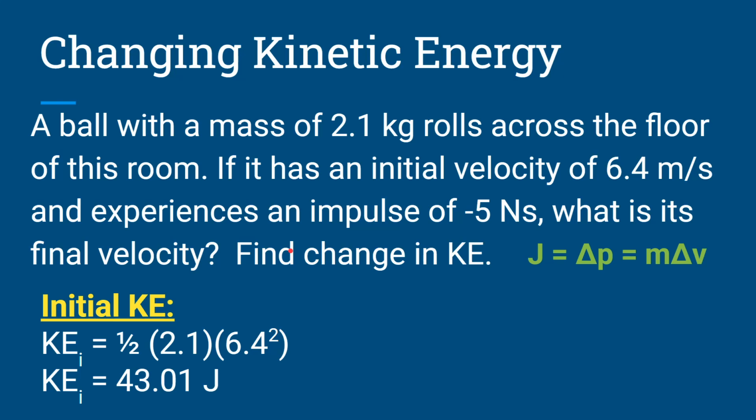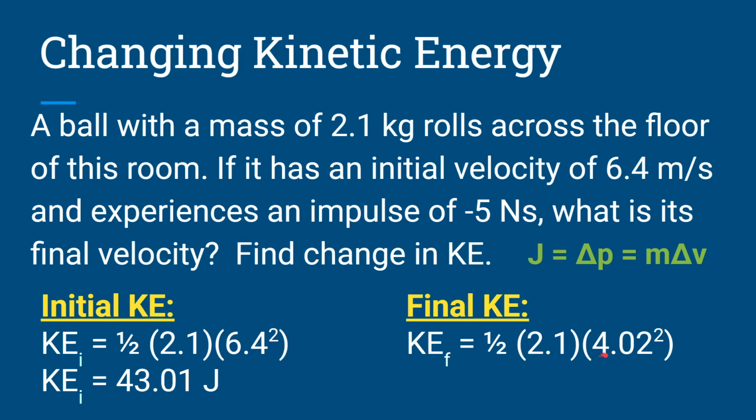And then we find the final kinetic energy because we just found the final velocity. The final velocity, again, was 4.02. So we're going to plug into our KE equation 1/2 times our mass, 2.1, times 4.02 squared. And our final kinetic energy is 16.96 joules.